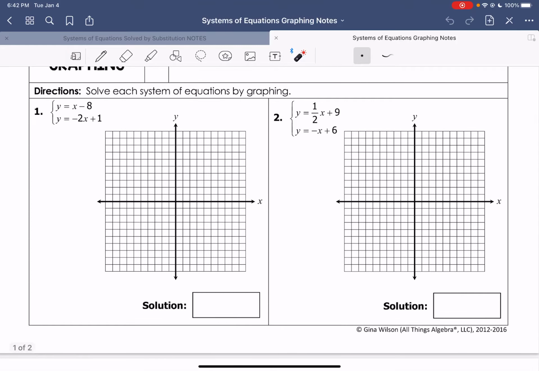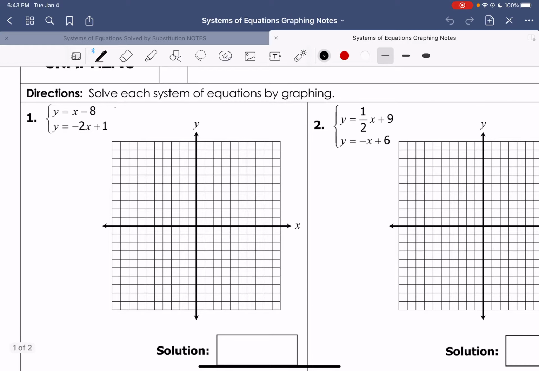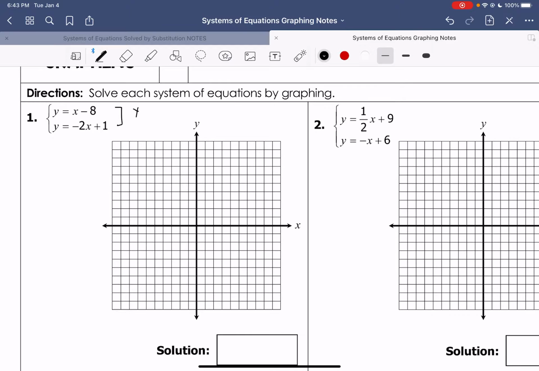So the first one we're looking at is y equals x minus 8 and y equals negative 2x plus 1. So each of these equations is already in y equals mx plus b. So in this case, we just get to skip to the second step, and we start by plotting our y-intercept. And so I'm going to go ahead and count down 1, 2, 3, 4, 5, 6, 7, 8. And then I will put a dot there.